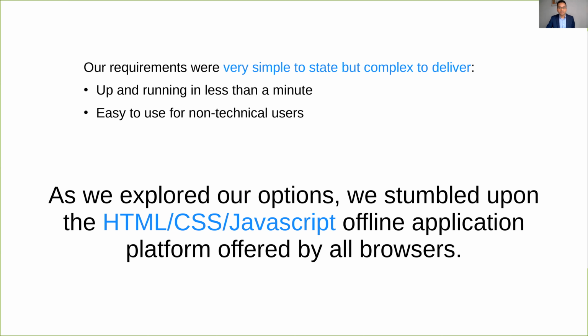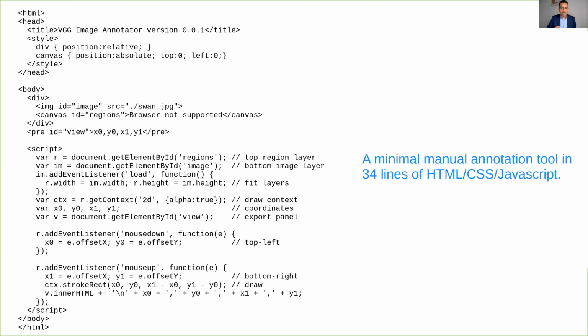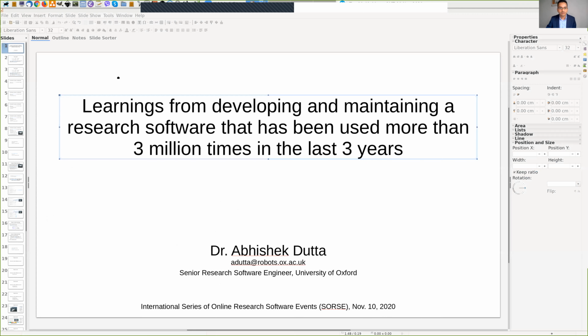As we explored our options, we stumbled on the HTML, CSS, and JavaScript offline application platform offered by almost all standard web browsers in all operating systems. So this is what we came up with as an early prototype. This is around 34 lines of code combining together HTML, CSS, and JavaScript. And this is a minimal image annotation tool. Let me quickly show you how it does its work.